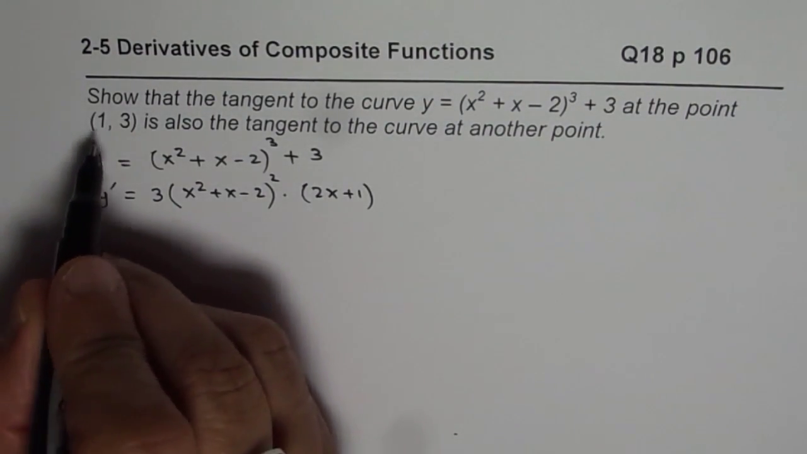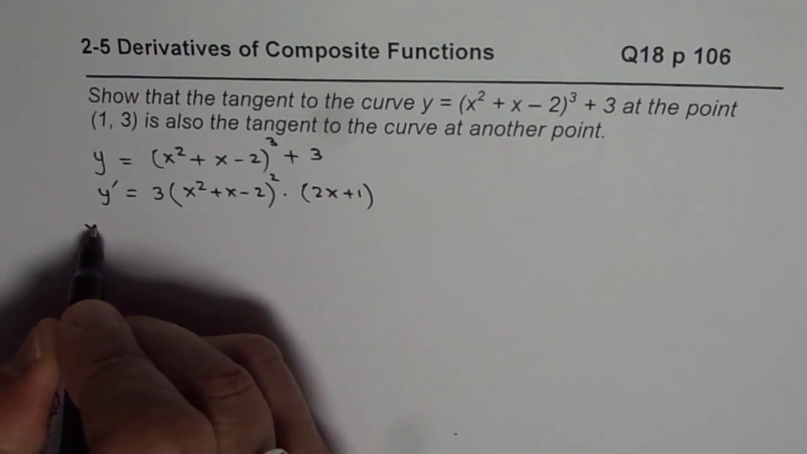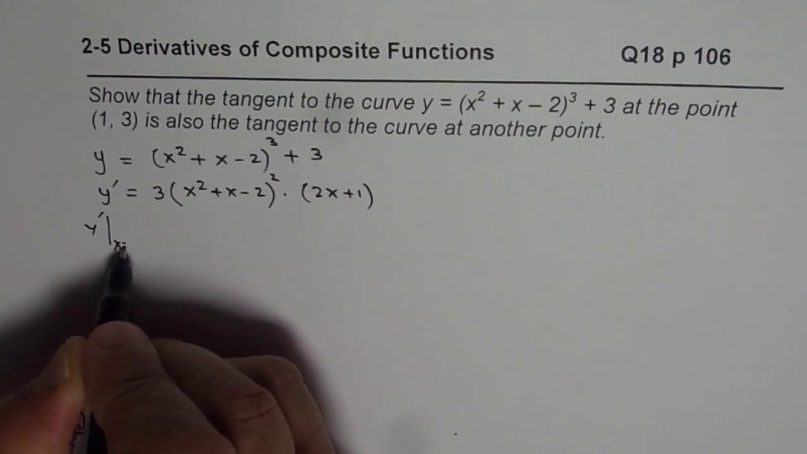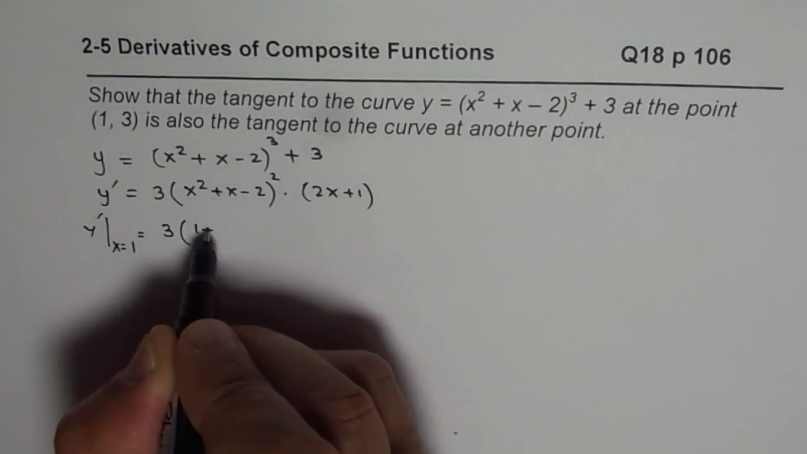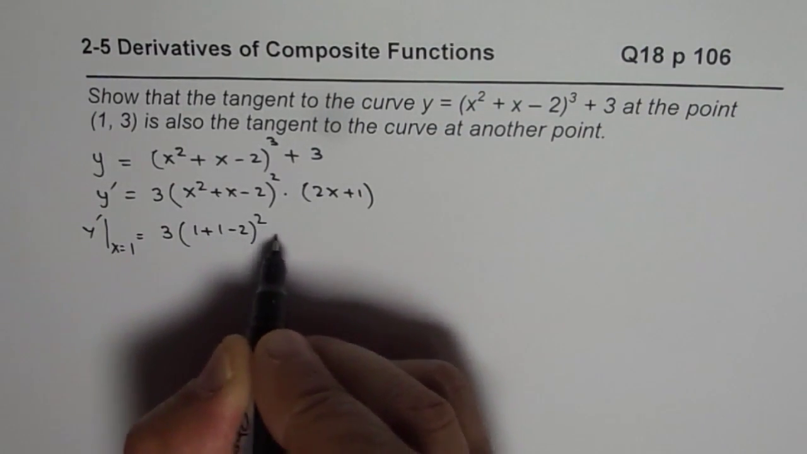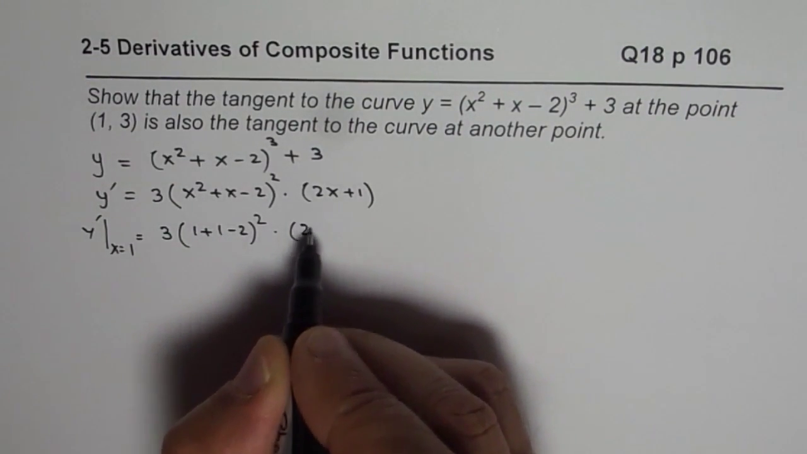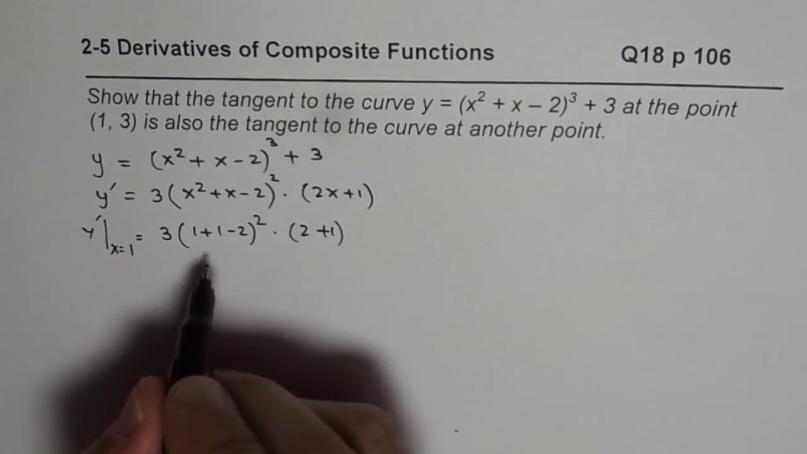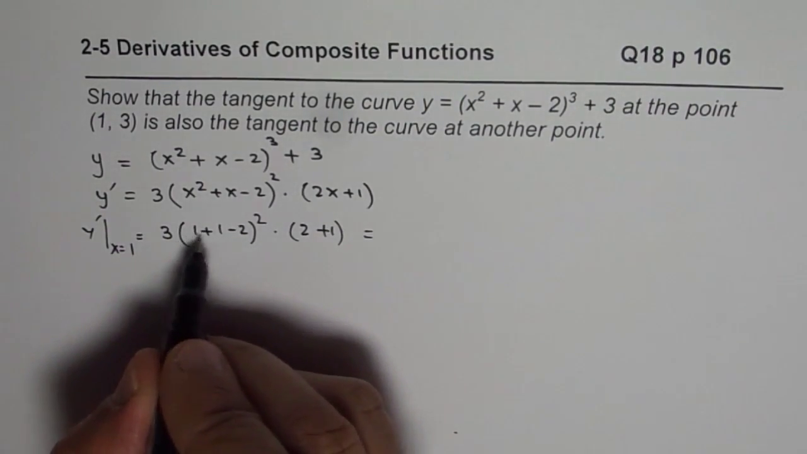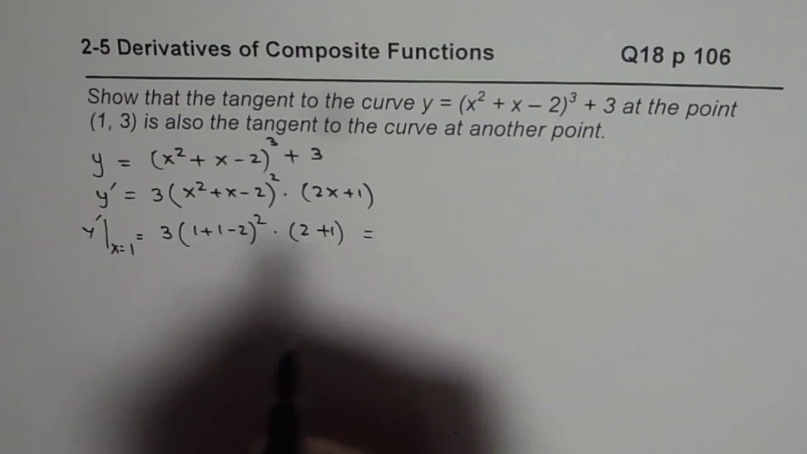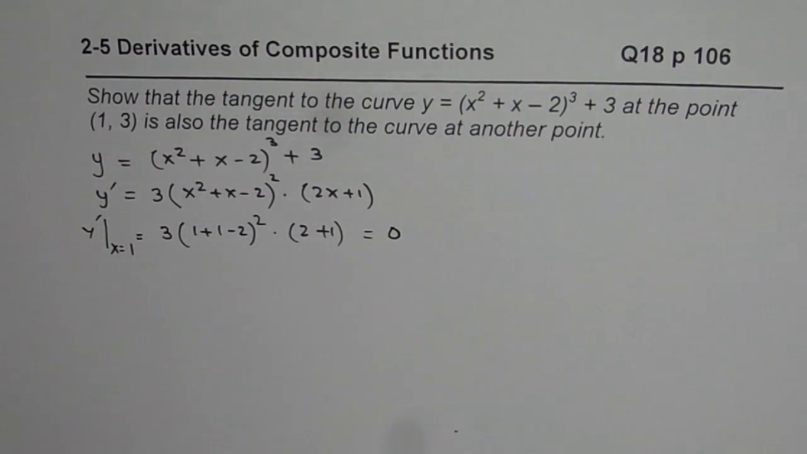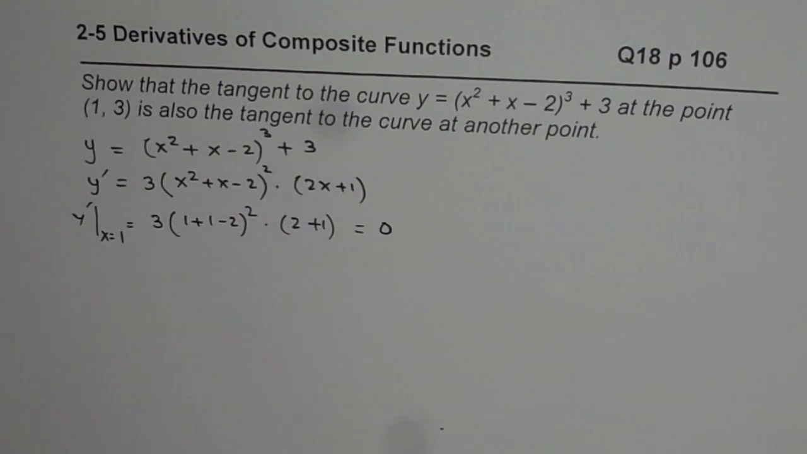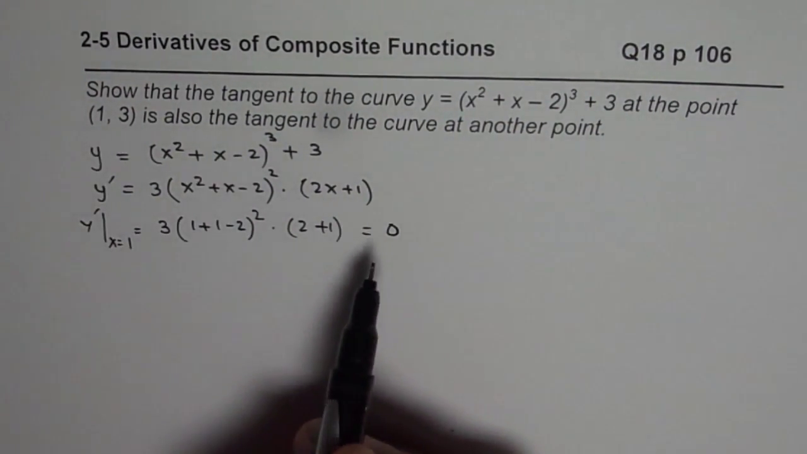Let us find the slope at x equals 1. That means y dash at x equals 1. So substitute 1 here, and we get 3 times (1 plus 1 minus 2) whole square times (2 times 1 plus 1). Now 1 plus 1 minus 2 is 0, 0 square is 0, and anything times 0 is 0. So the slope of the tangent line at x equals 1 is 0.